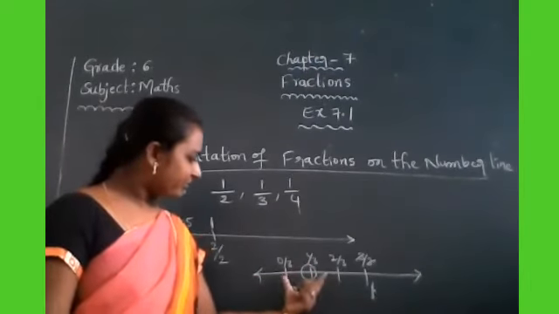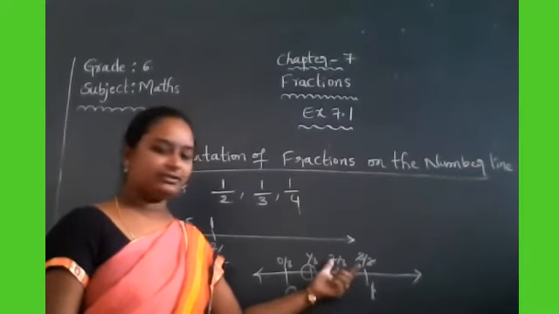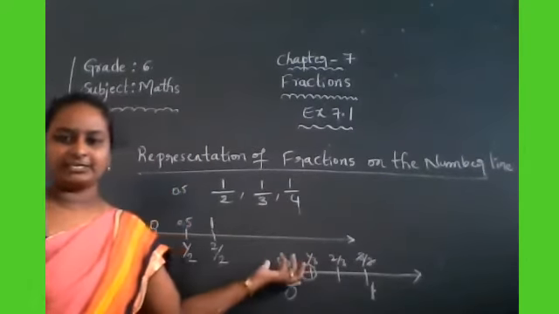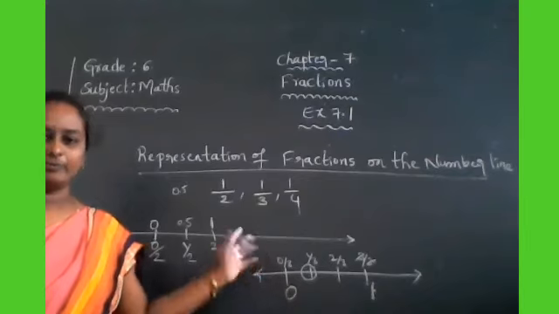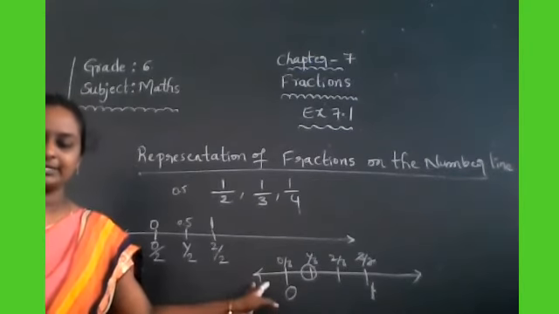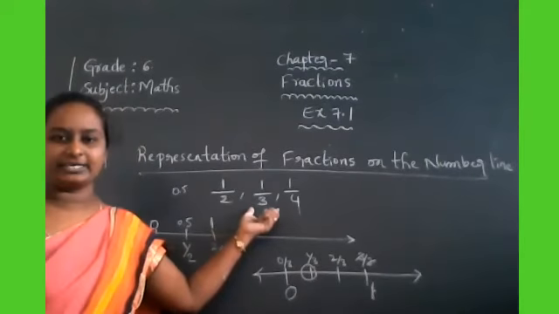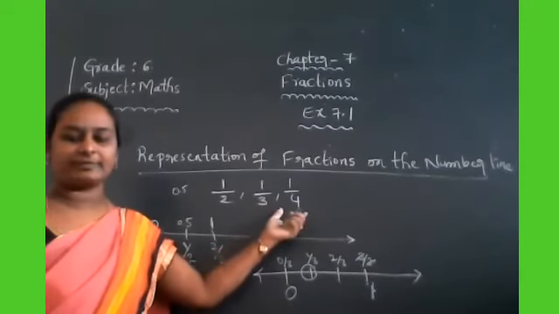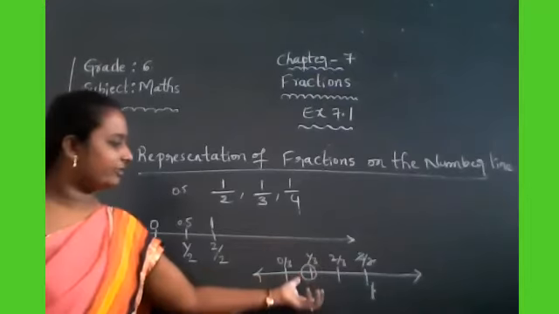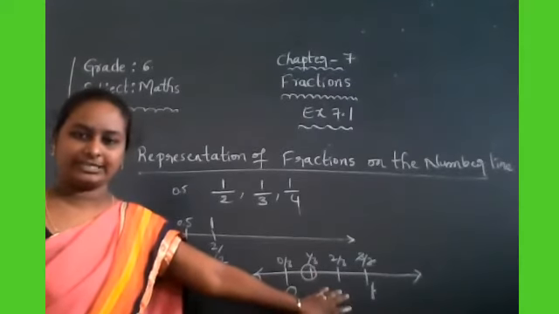So like this, you can represent any fraction on the number line. So before representing the fractions on the number line, first observe the denominator. The denominator tells us the number of equal parts. So like that you have to divide into as many parts as given.